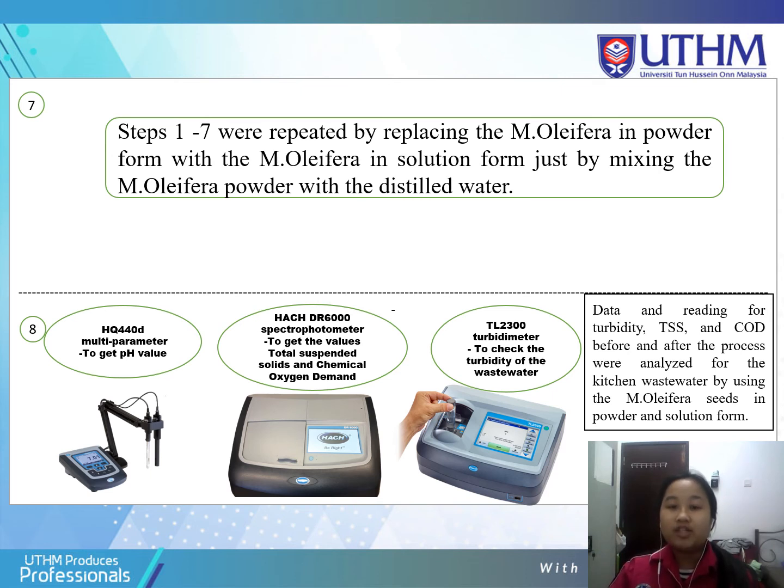There are three apparatus and instruments we are going to use. First is the HQ440D multi-parameter meter to get the pH value. Second, the HACH DR6000 spectrophotometer to get the values of total suspended solids and chemical oxygen demand. And last is the TL2300 turbidity meter to check the turbidity of the wastewater.